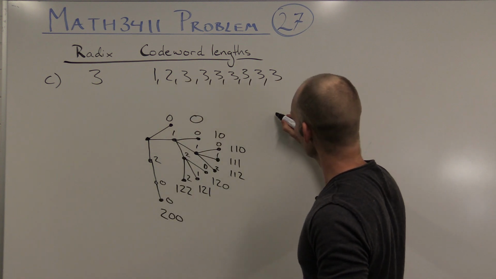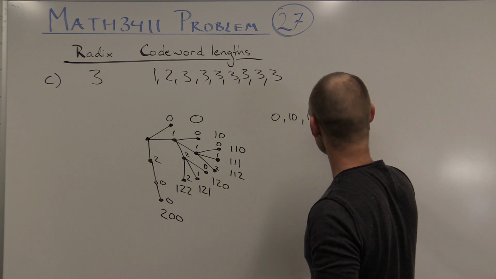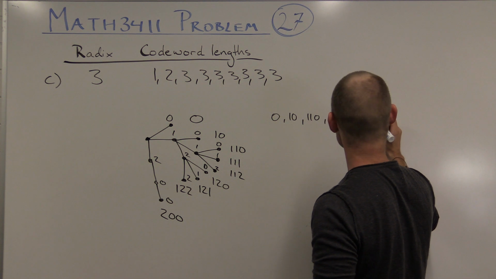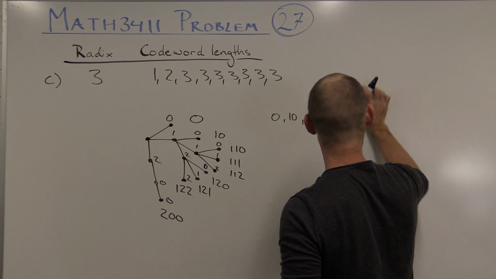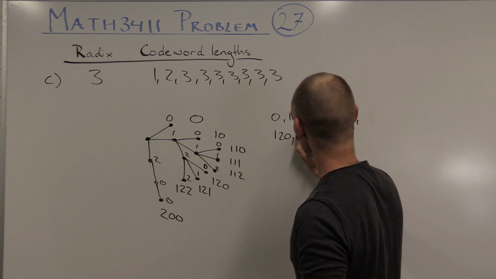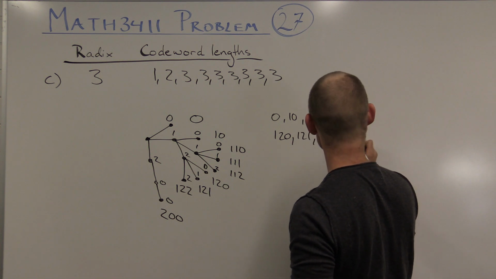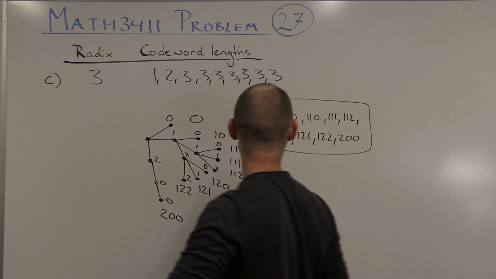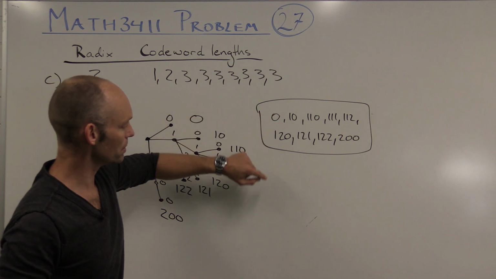Let's see, we've got the code words 0, 1, 0, 1, 1, 0, 1, 1, 1, 1, 1, 2, and might continue down here, 1, 2, 0, 1, 2, 1, 1, 2, 2, and 2, 0, 0. And there are our code words. How many do we have? We have 9, and there are 9 there.